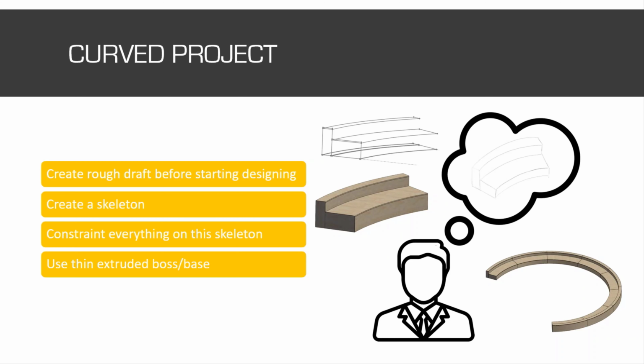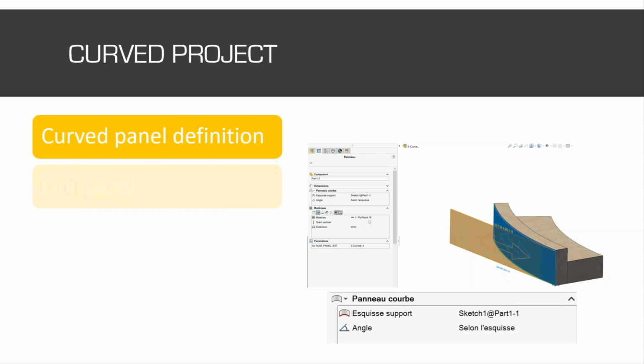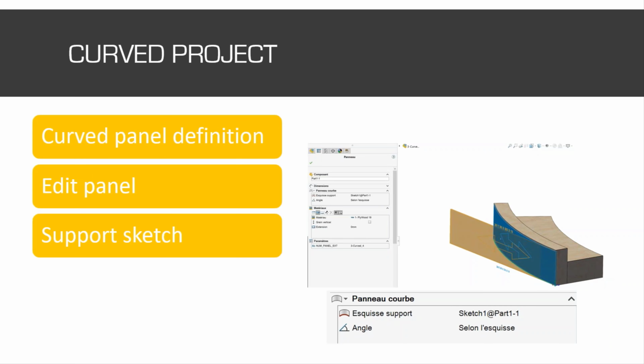So then, once you have created all the different panels of your designs, you have to define them as a curved panel. So you can go through the edit panel and then define them as a curved one, and then apply a material to them and so on. So you will have the stock dimension of your panel and so on.